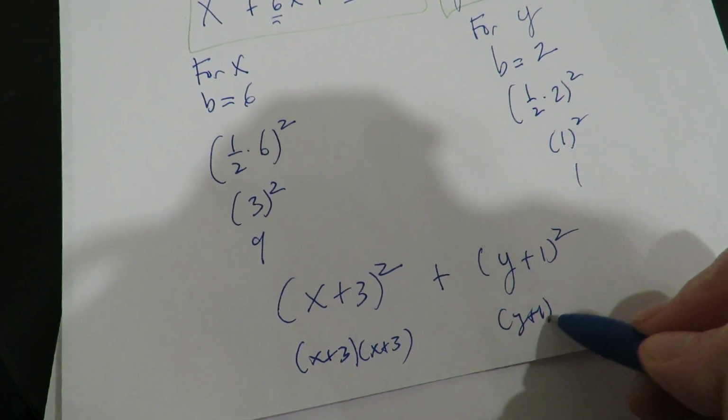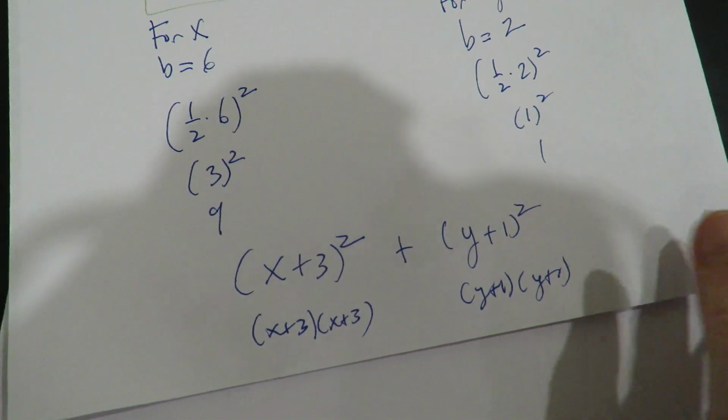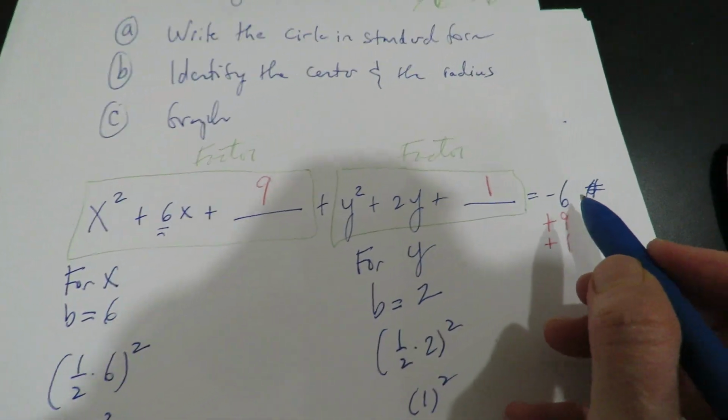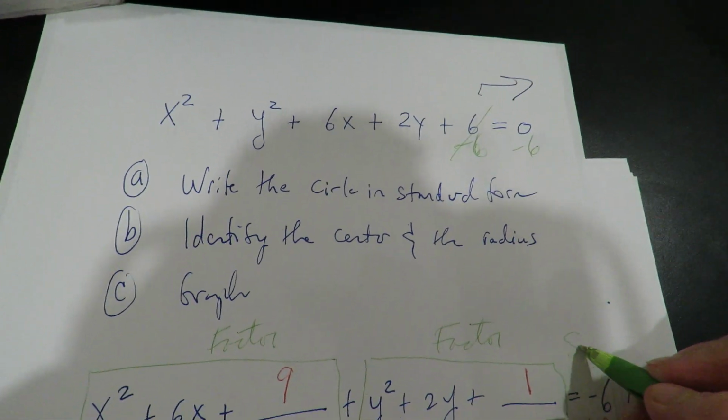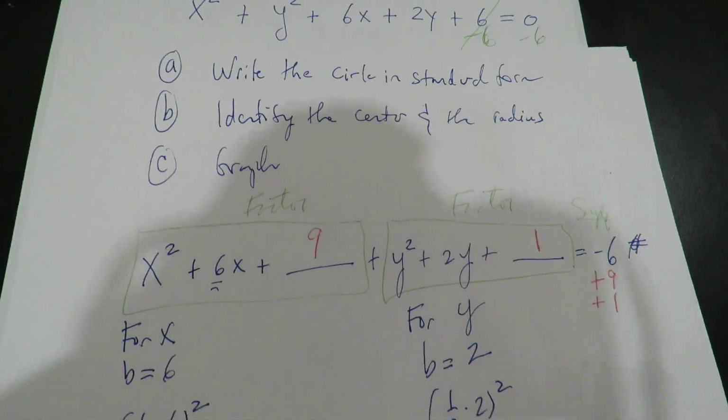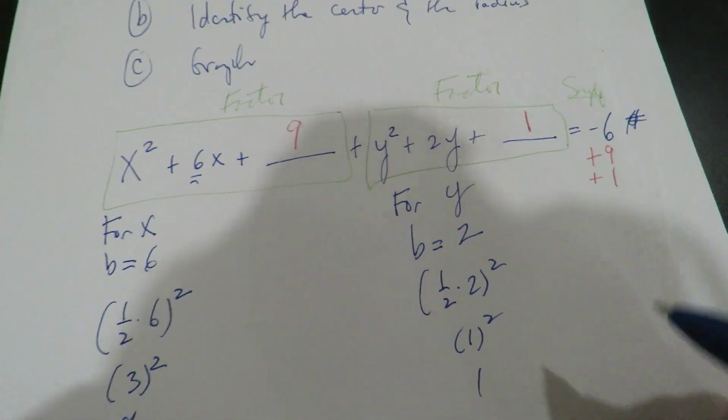Again, don't write this like neighbors. It won't look like the form if you write it like neighbors. All right, and then on the right side, just make sure you simplify this little bit over here. So negative 6 plus 9 plus 1 is 4.